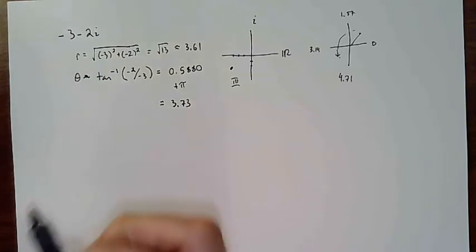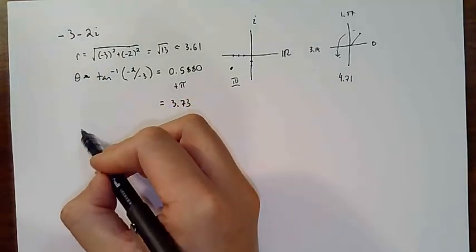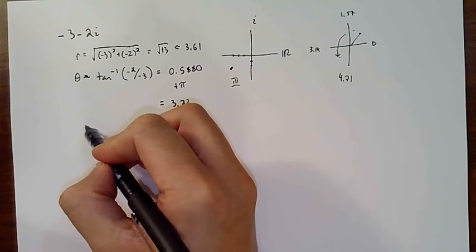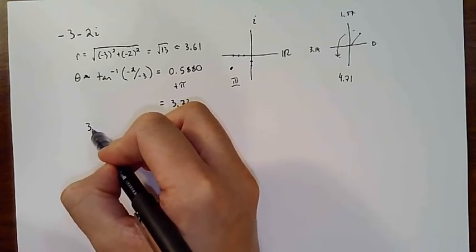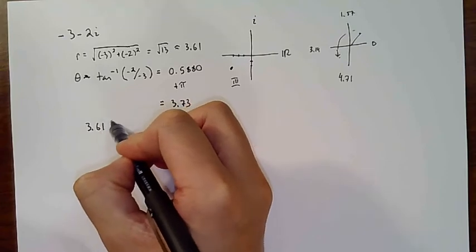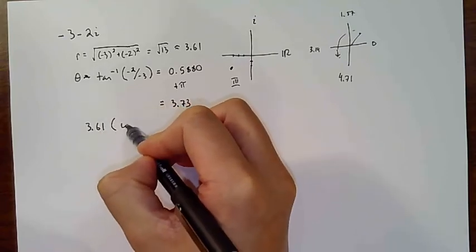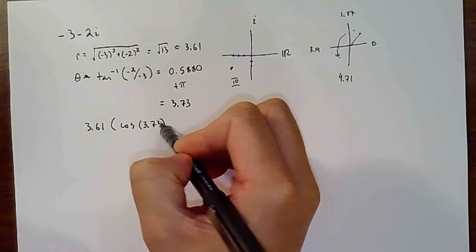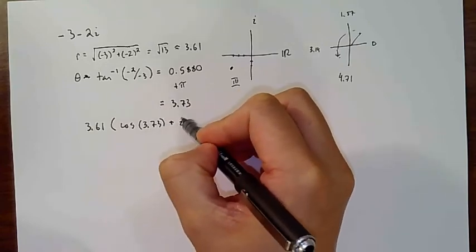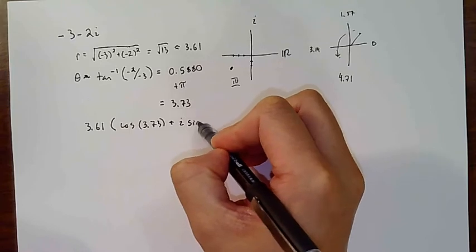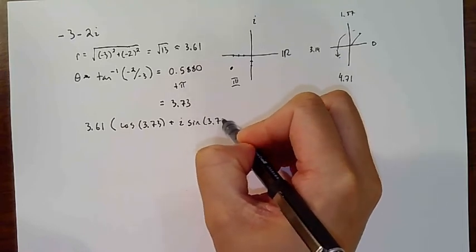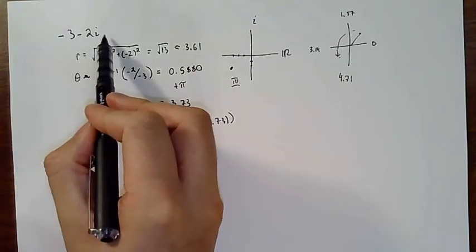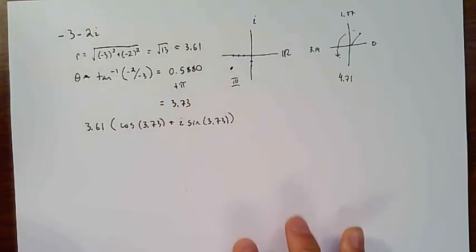And we can write out our trigonometric form using r and theta. So we have 3.61 times the cosine of 3.73 plus i times the sine of 3.73. Right, so we've taken the standard form and converted it to the trigonometric form.